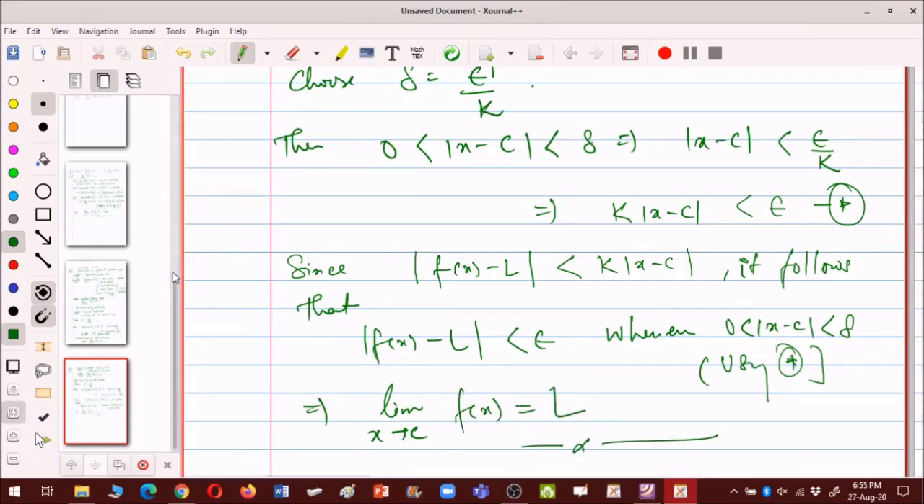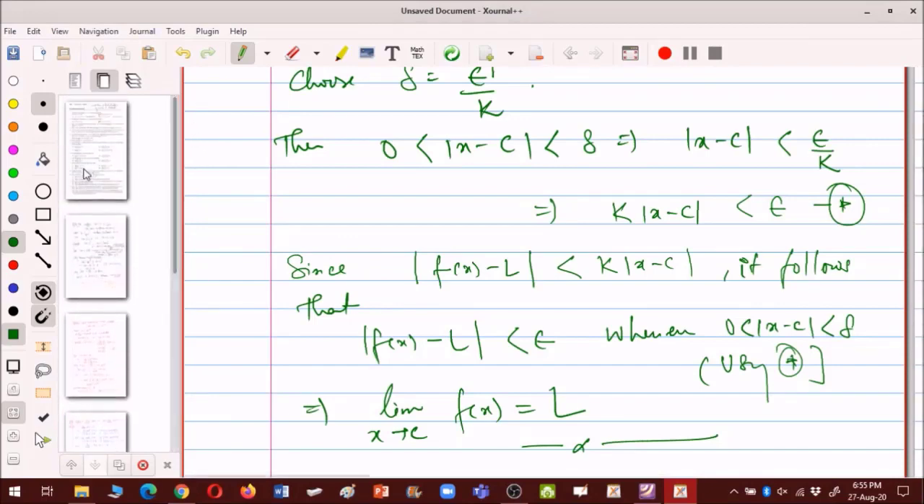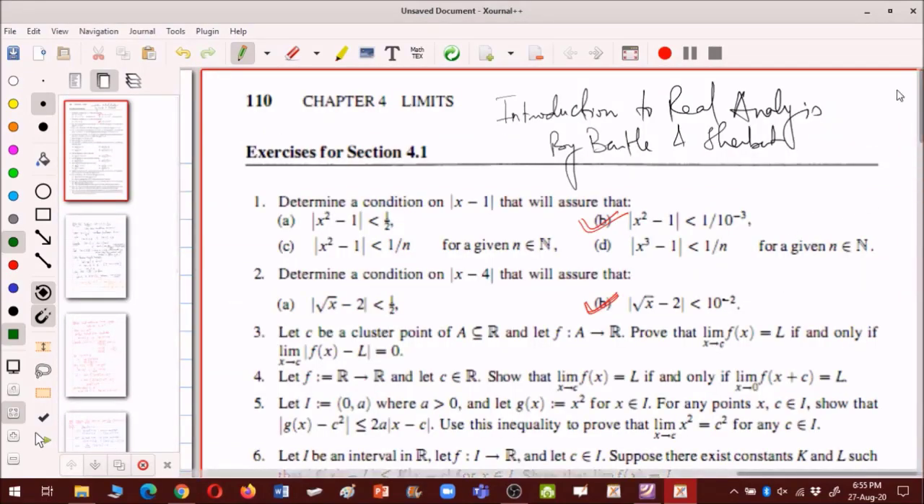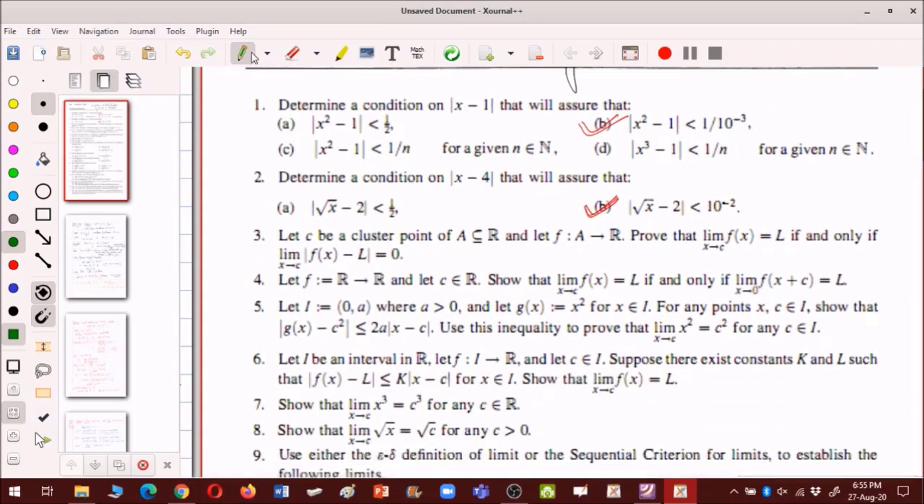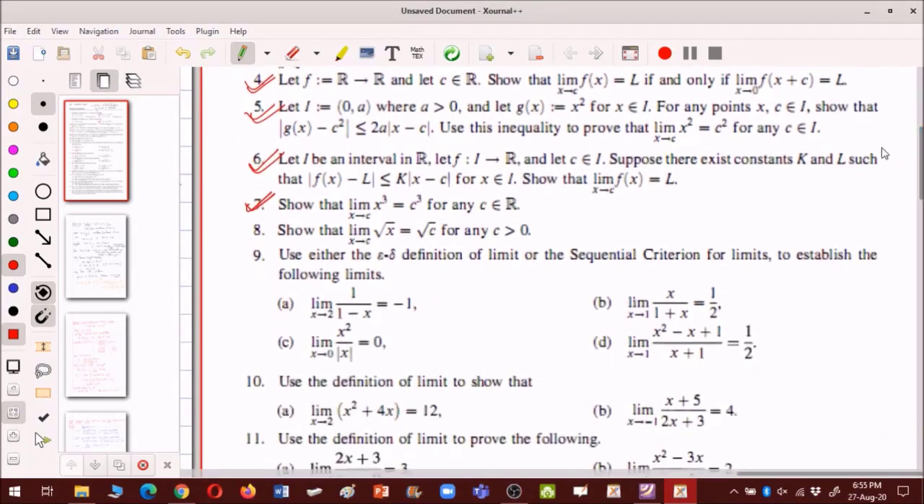Now let us move to question number 7. Let us mark what we have done: we have done question 2, then 3, 4, 5, and 6. Now I will do question number 7. I have already done it in my video, so I am not doing question number 7 here. You can watch it in my video. Now let us take question number 8.